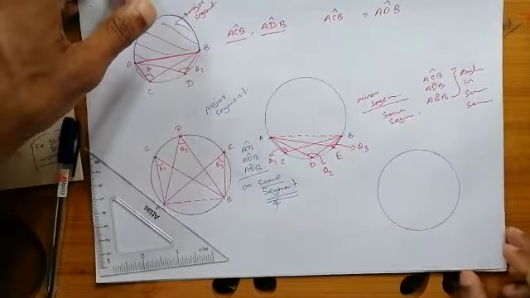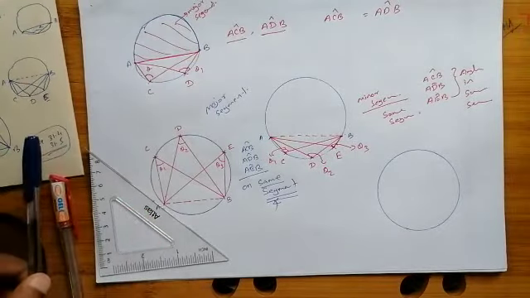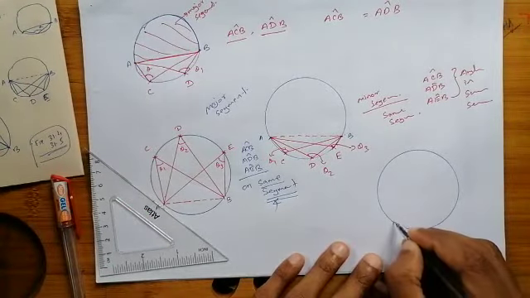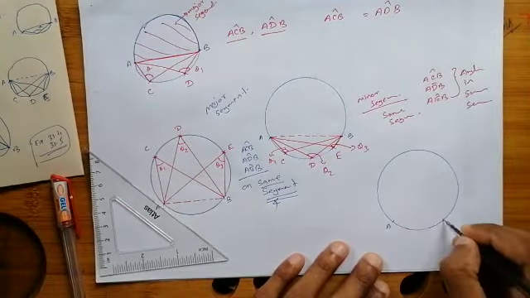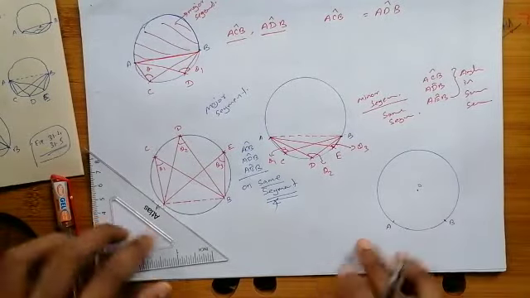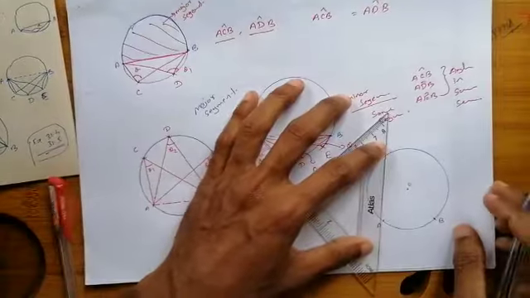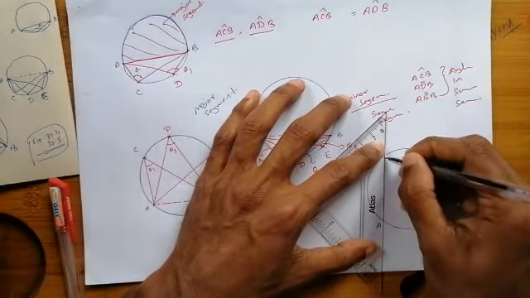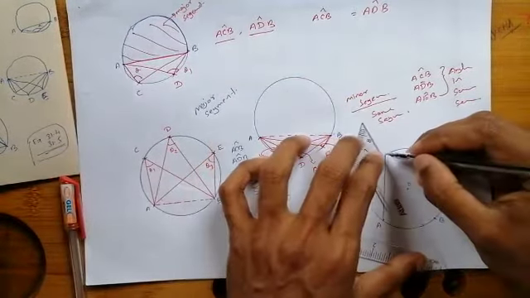Why? Using the first theorem we are going to prove it. Okay, we'll take a minor arc and the center is also here. So we'll subtend two angles.